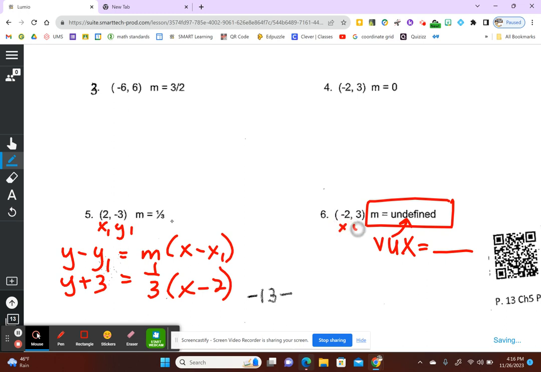So now I'm only given 2 values. I'm given an x and a y. I know my equation has to be x equals something. So in this case, it's x equals negative 2. Because if you think about it, if I have the point negative 2, 3, and I'm going to draw a vertical line through that, that's going to be the vertical line x equals negative 2.